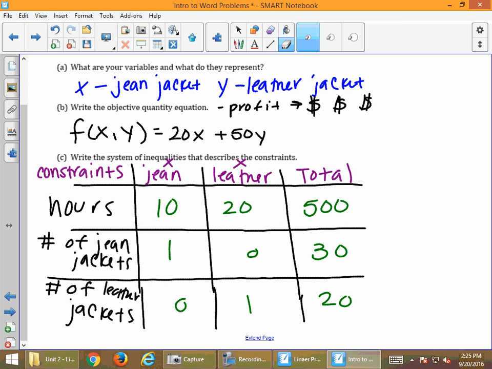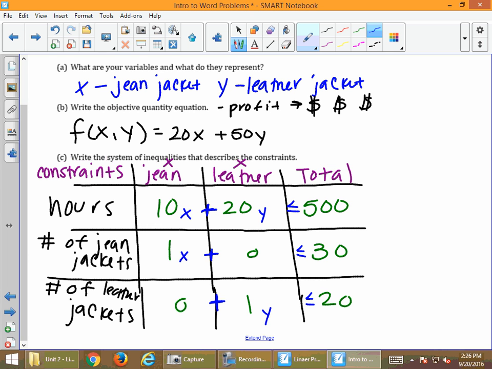Now you just make your equations. Jean jacket's x, leather jacket's y. Add them together. What's the sign going to be? Less than or equal to. x plus 0 less than or equal to. We can't go over 30. 0 plus y less than or equal to. Can't go over 20.